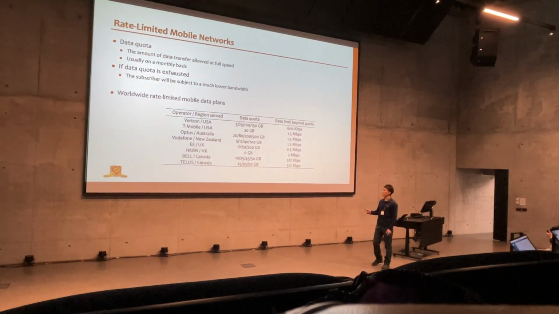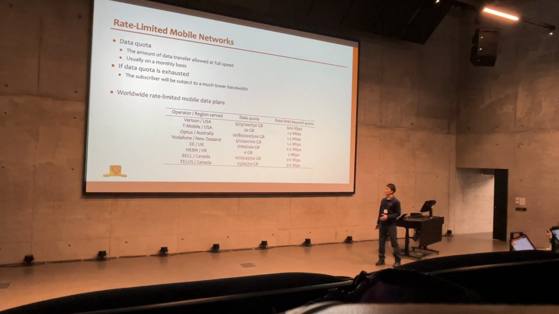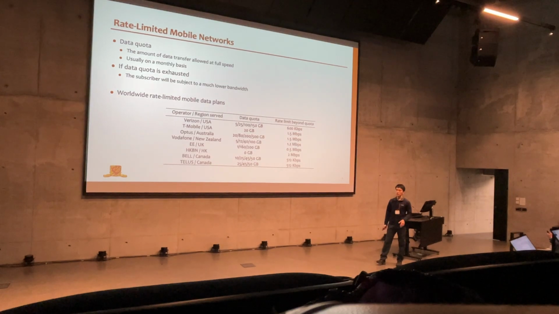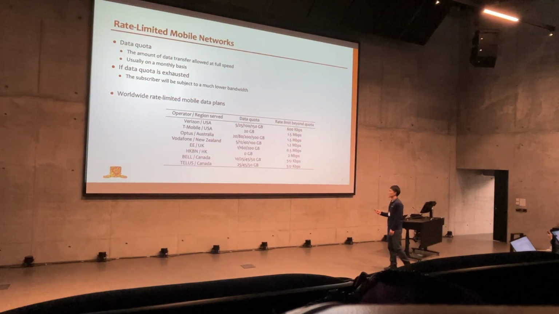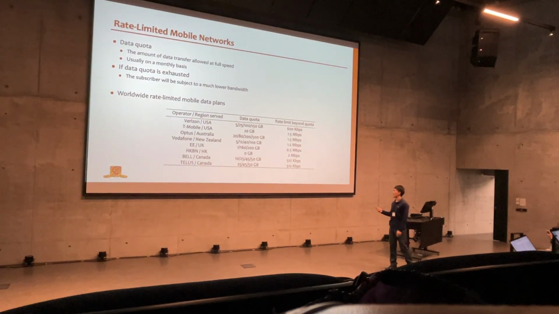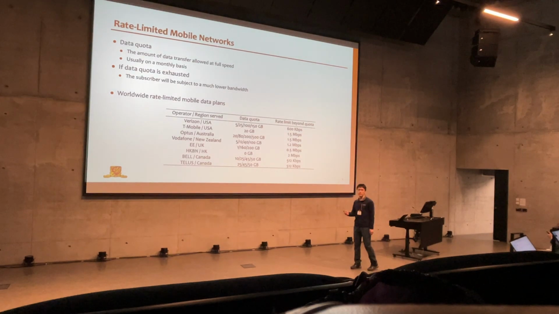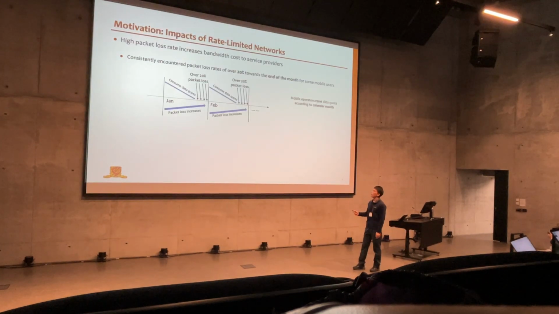This table shows some rate-limited data plans we sampled around the world. They have a prescribed data quota and a stated rate limit. The rate limit is very low, from 2 megabits per second down to as low as 500 kilobits per second.